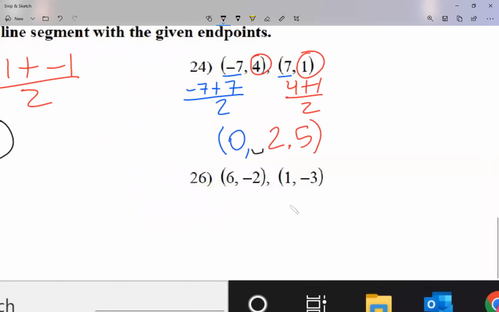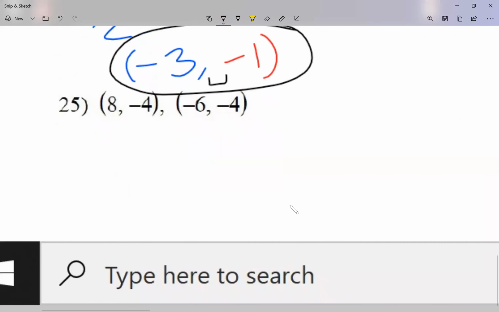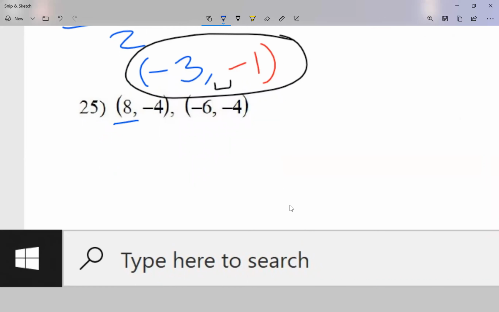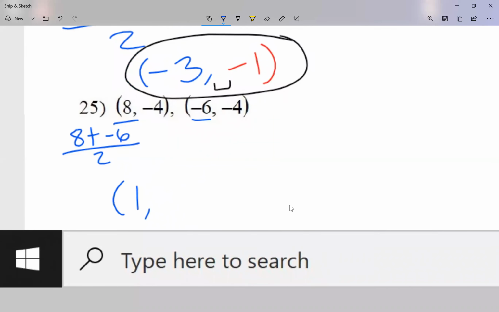Now let's take a look at number 25. I'm looking at the x values. In order for me to get the x coordinate, I'm just looking at the x values. 8 plus a -6 and divided by 2. 8 plus a negative 6 is 2, divided by 2 is 1. Now for my y values, I'm looking at -4 and a -4. Same number, it doesn't change. So my y value is going to be -4.